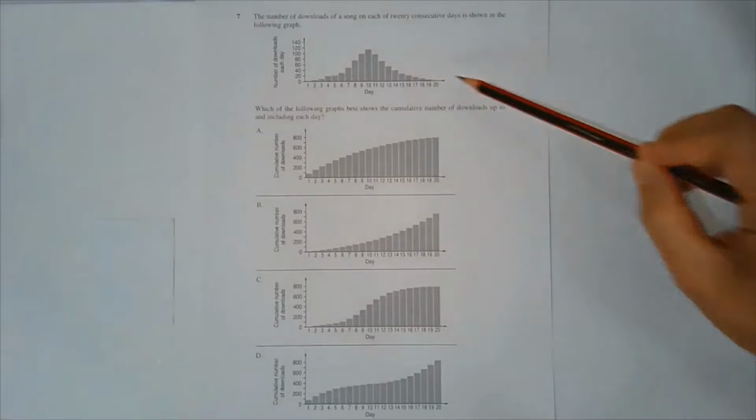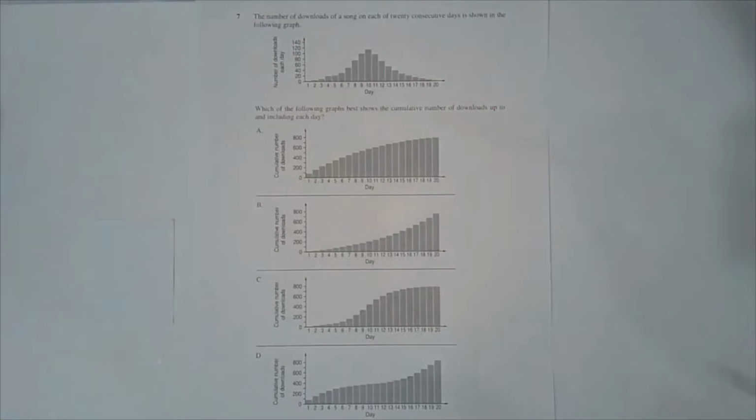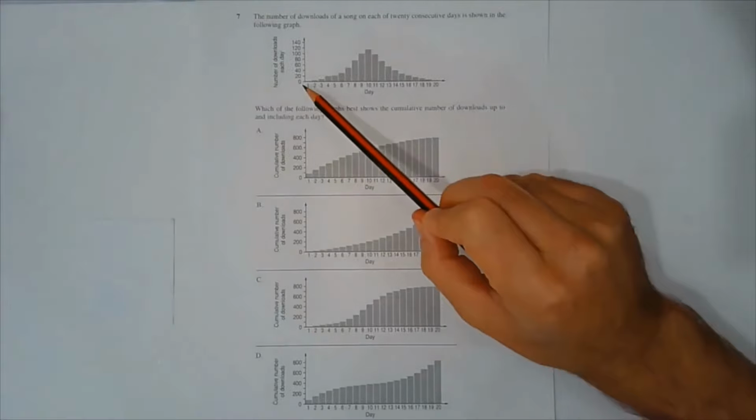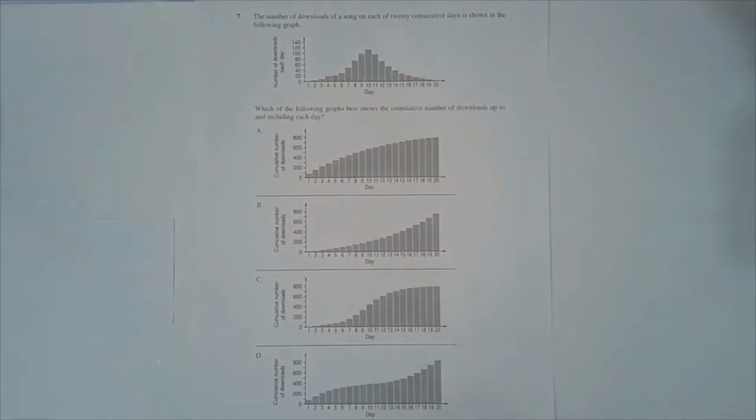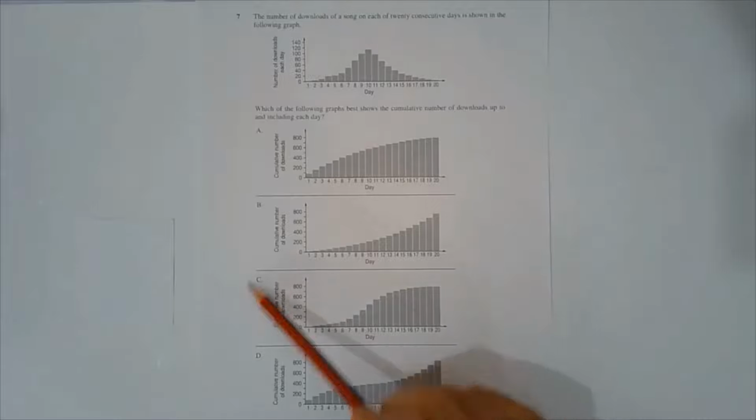Looking at the graph that shows the number of downloads per day, the minimum number of downloads occurs at day 1 and day 20, and the maximum number of downloads occurs at day 10. So we would expect that in the cumulative frequency graph, the change in height between consecutive days should be minimal between days 1 and 2 and days 19 and 20, and maximum between days 9, 10 and 11. And the option that shows that is option C.